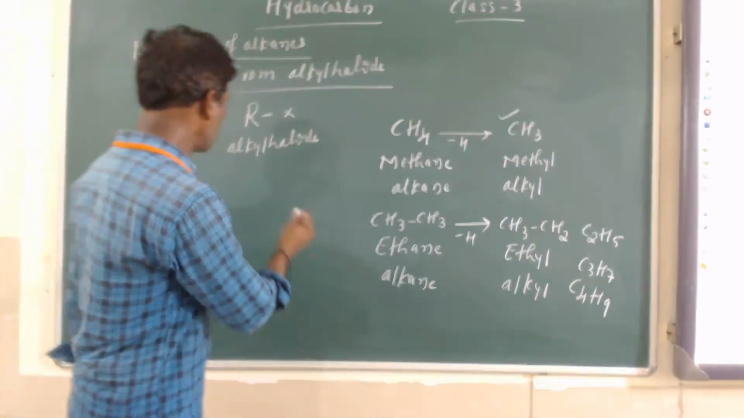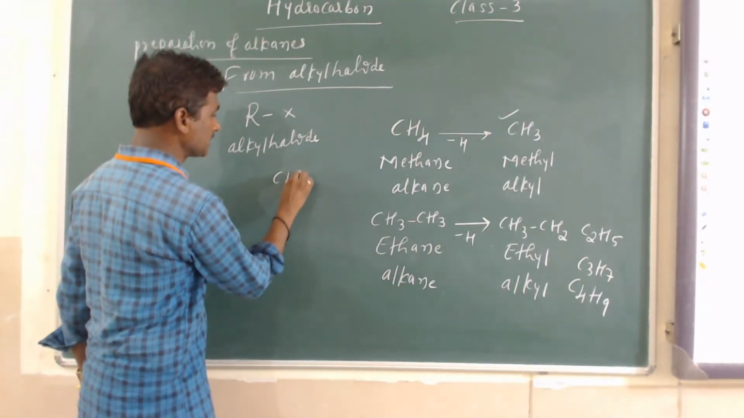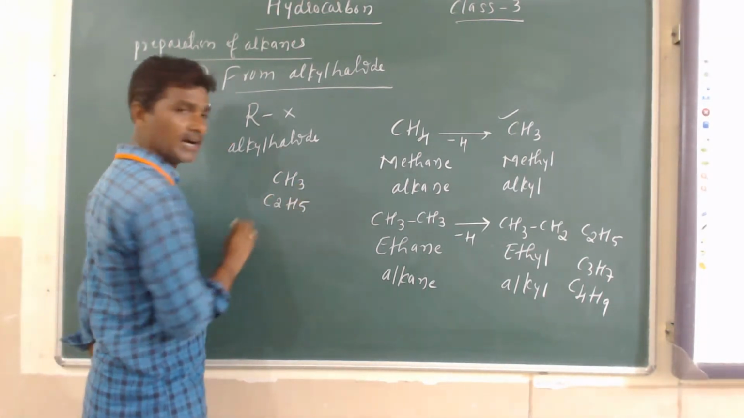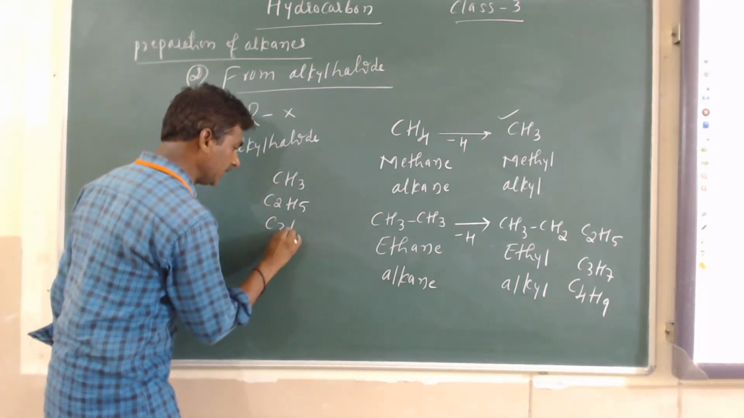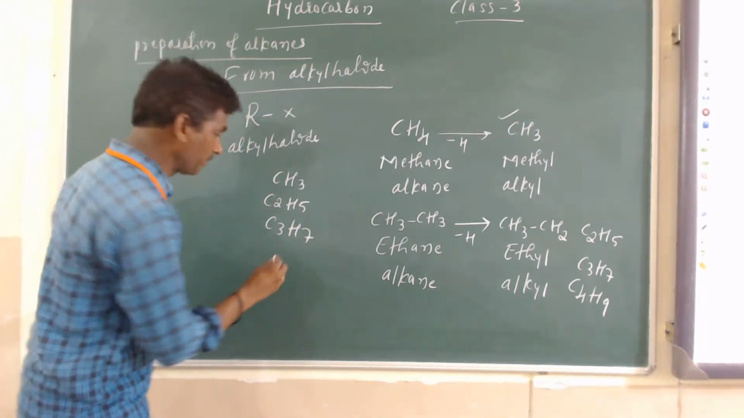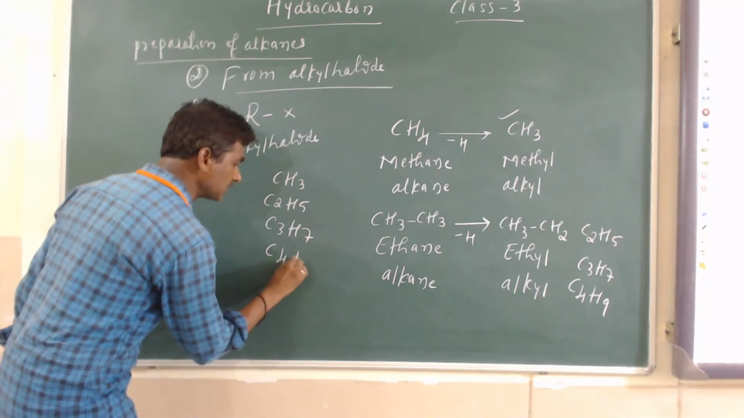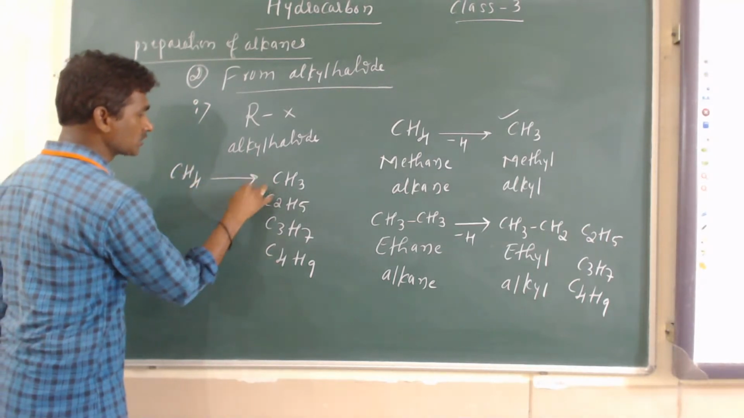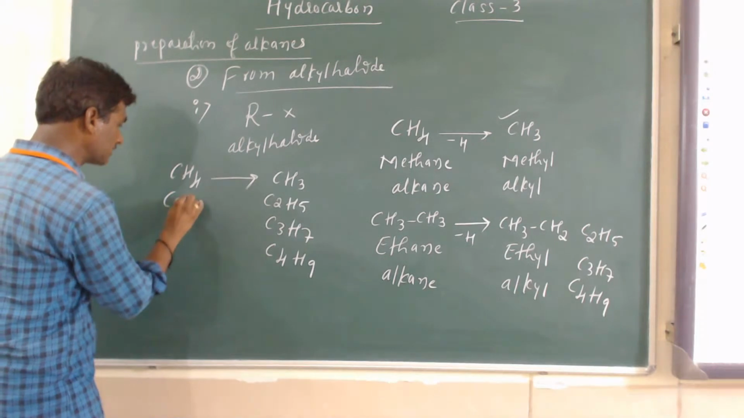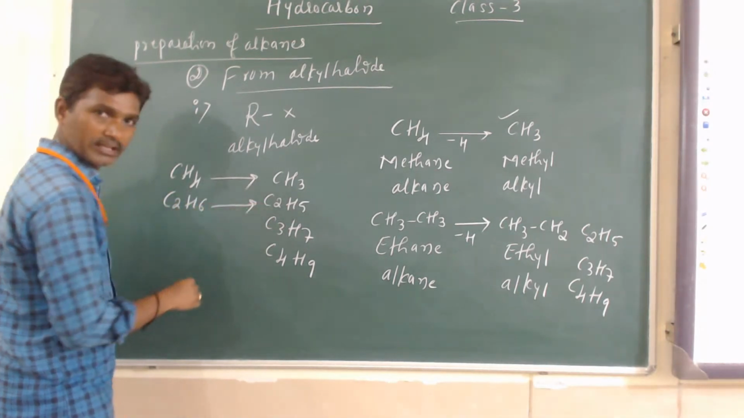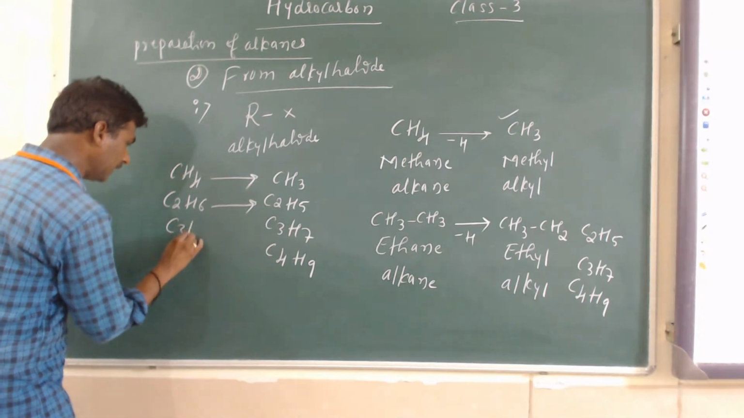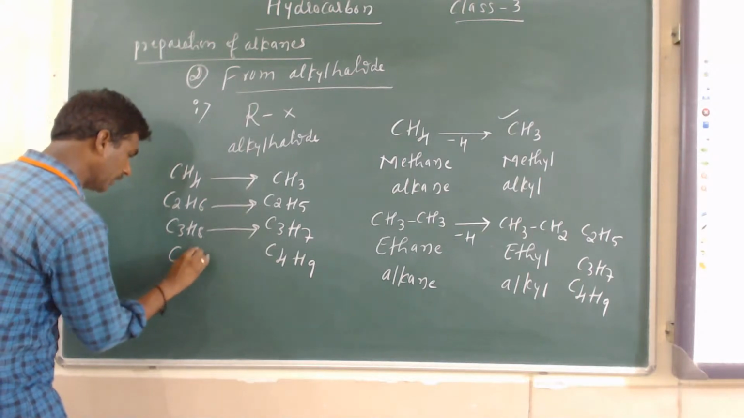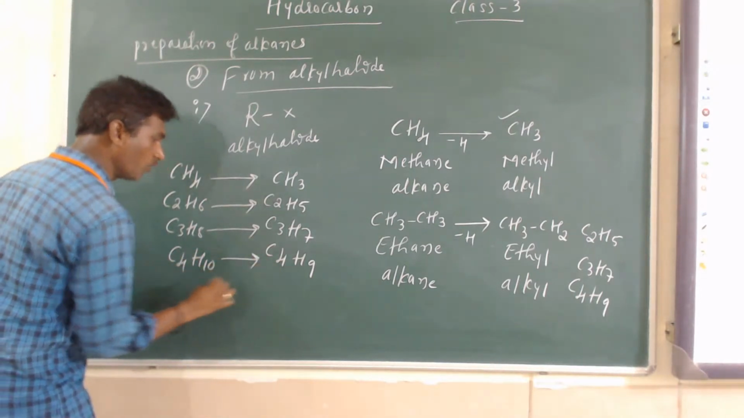Okay, my dear students. So here, CH3 is a methyl. C2H5 is an ethyl. And C3H7 is called propyl. And C4H9 is butyl. CH4 changes to CH3. C2H6 changes to C2H5. C3H8 changes to C3H7. C4H10 changes to C4H9.